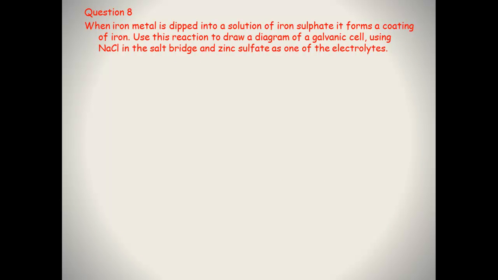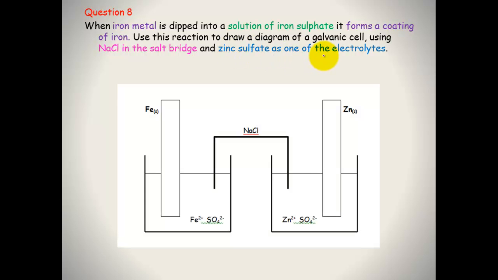Okay, I suggest you have a little go at question 8. So pause it here and I'll run through the answers. Okay, again I've highlighted the important bits of the question. Iron metal is dipped into a solution of iron sulphate and it's going to form a coating of iron. NaCl is your salt bridge and zinc sulphate is one of the electrolytes. So this is the sort of thing you want to draw.